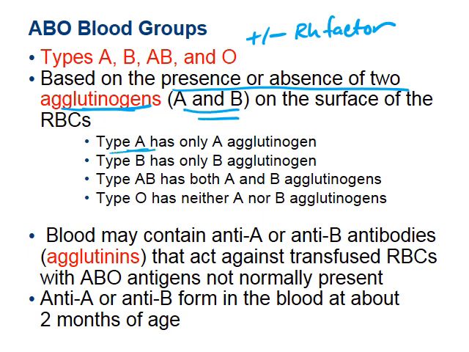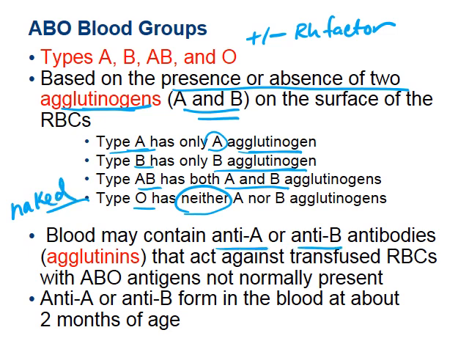So if you're type A, you only have A agglutinogen. If you're B, you only have B. If you're AB, you have both A and B. And if you're O, you have neither. So I usually think of O as naked. Blood may contain anti-A or anti-B antibodies, agglutinins, that act against transferred blood.